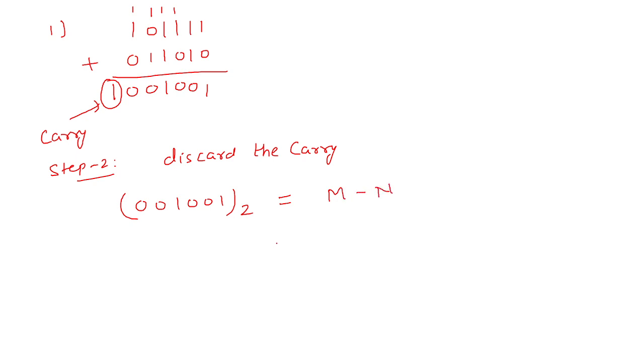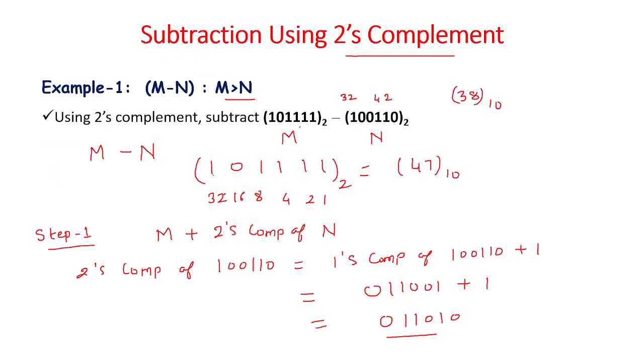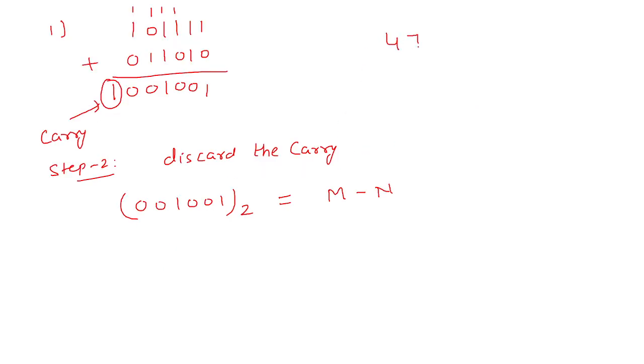So this is the case when m is greater than n. In step 1, first take the 2's complement of n, then add it to m, and then discard the carry, and the result will be 001001. How can we verify this result? We have m, which is 47, as we have already seen, and n is 38. So our result should be 47 minus 38, and 47 minus 38 is 9. Here we can see that 1001 is nothing but 9 in decimal.